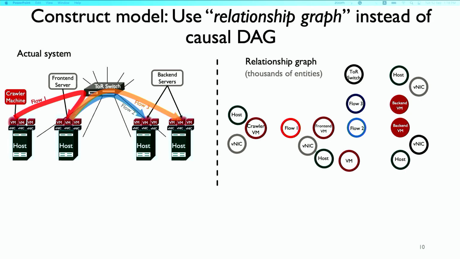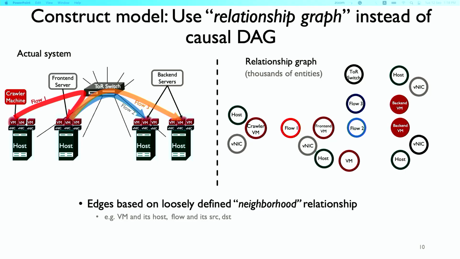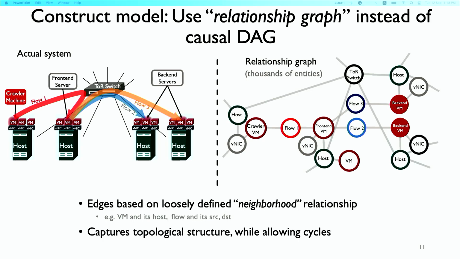So the idea here is that instead of using a causal DAG, we'll use this idea of using a general relationship graph. So here in this graph, the nodes of this graph are the entities in the system, and the edges are based on these loosely defined neighborhood relationships rather than basing them on causality. So for example, here we add an edge between a VM and its host. We add an edge between flows and the endpoints of that flow, and similarly for other entity types. So using this general relationship graph allows us to capture the topological structure that's naturally present while still allowing us to capture complex and cyclic dependencies.